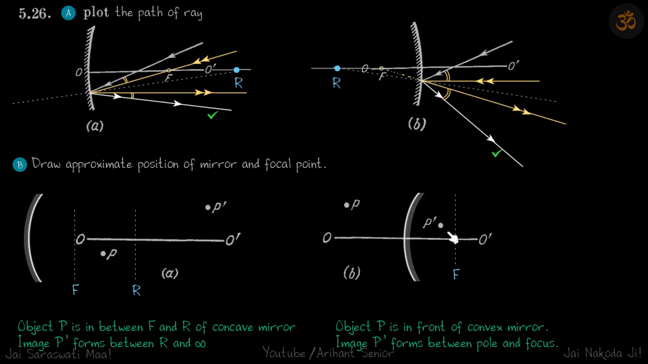And the image from a convex mirror always forms between the pole and the focus. So here is the approximate position of the pole. Object P is in front of the convex mirror and image P dash forms between pole and focus.